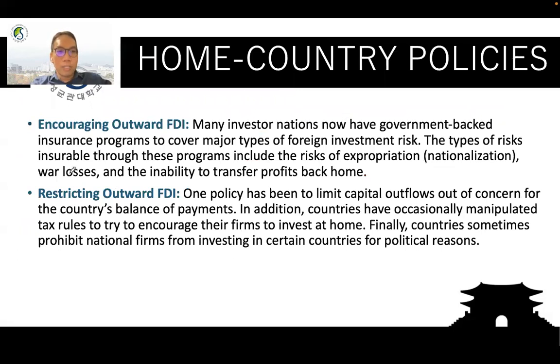What about home country policies? There are many countries that encourage outward FDI. They're encouraging, like, okay, go to other countries, do production there, find the best locations for productivity, for efficiency or something. But there are countries that really restrict outward FDI. They don't want capital outflows, so they forbid the companies from going to other countries to do foreign direct investment.